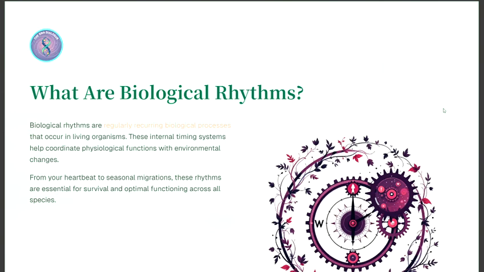So, one of the most common examples of biological rhythms is the menstrual cycle. How does your body know that it's been a month and it has to menstruate again? It has to repeat the menstrual cycle again. So, all of this comes under biological rhythms, and stay tuned for the next part.